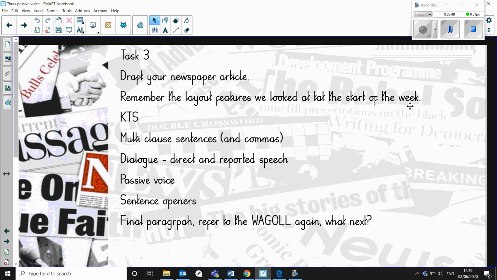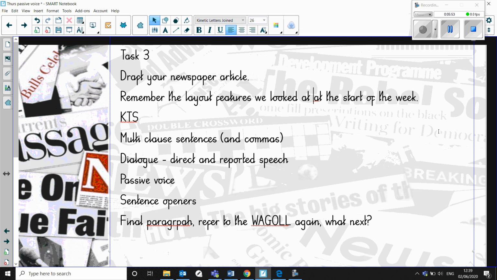Now, I want you to consider the layout features that we looked at the start of the week, and I think it's really important that you go back and revise them just to make sure that you're using them in your own work. Our keys to success then, obviously these are the skills that we've focused on this week. It's using multi-clause sentences, and within that making sure commas are used accurately, using dialogue. This is direct speech with correct inverted commas, and reported speech, which is paraphrased speech that doesn't necessarily need those inverted commas. The use of the passive voice.